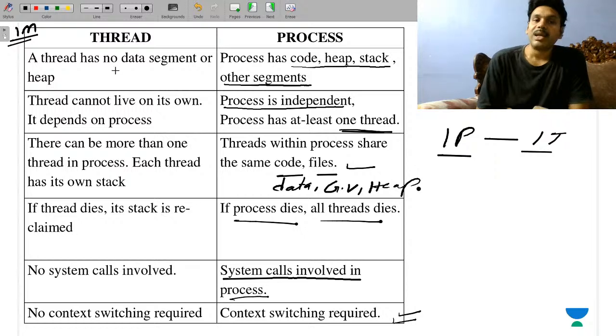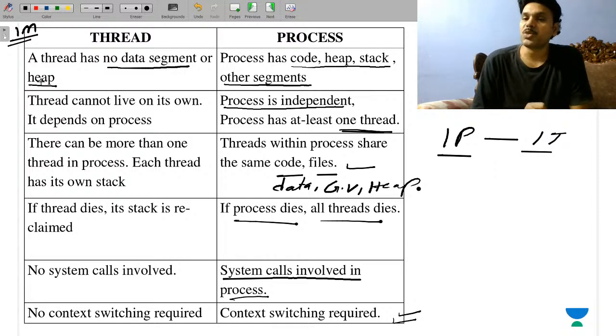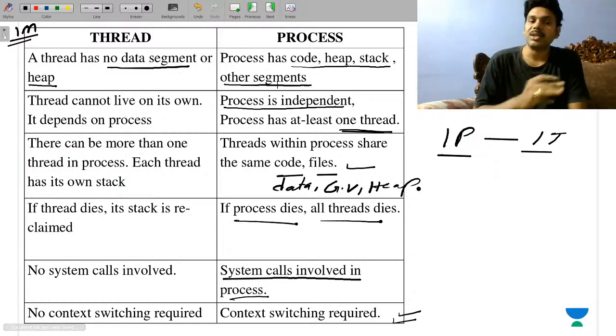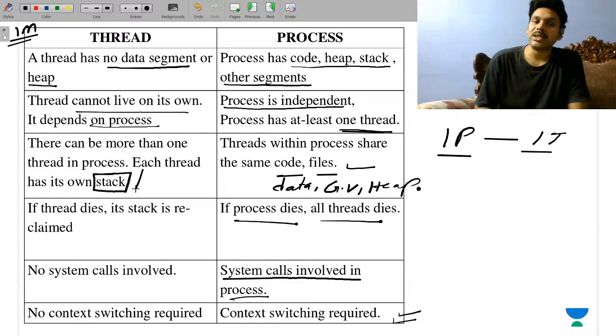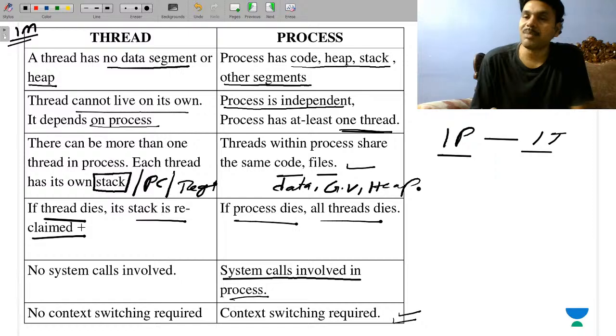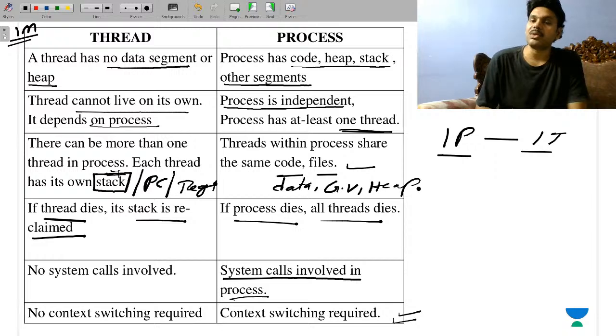A thread has got no data segment, no heap, or you can say no address space of its own, because whatever they share, it is not going to maintain. A thread has got only what? Three important things, what I said earlier. So a thread cannot live on its own because it depends on the process. So there can be more than one thread, and each thread has got three important things. What is that? It requires its stack, its program counter, and its registers. If a thread dies, then automatically the allocated memory is going to be reclaimed, because whatever stack was allocated to that thread is retrieved back once the thread is dead.